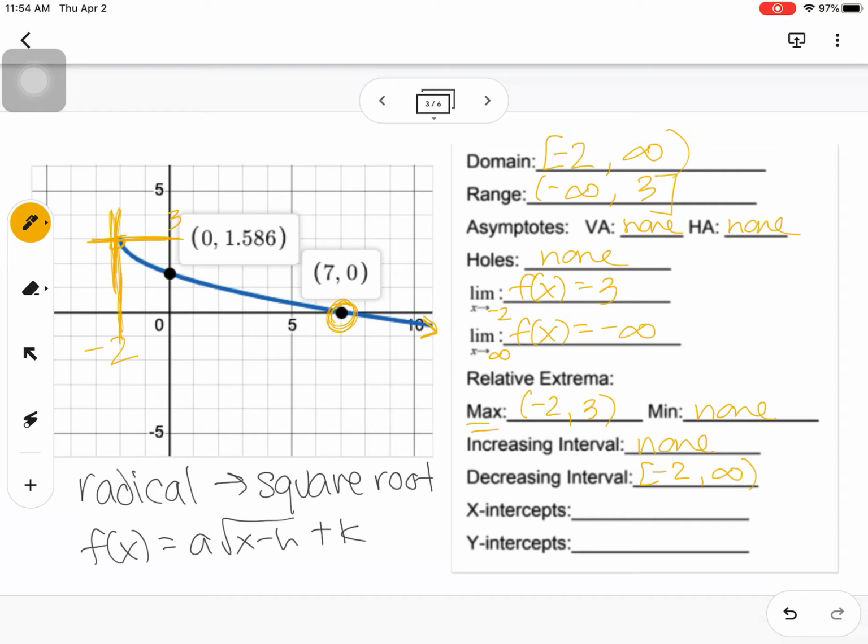Your x-intercept is right here, so it's at 7, 0. And your y-intercept is right here, or at the 0, 1.586.